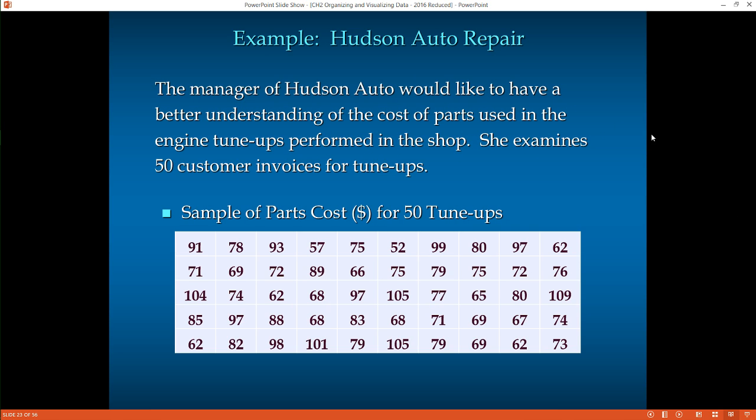So let's do another example with the Hudson Auto Repair data. Here we have the manager of Hudson Auto who wants to have a better understanding of the cost of parts used for tune-ups. She looks at 50 customer invoices for tune-ups and collects the data. So here's the raw data, no ordering or anything. Hard to find any information here, right? I mean, if you search, you see the highest cost was $109. The lowest, I'm not even going to try to find it.